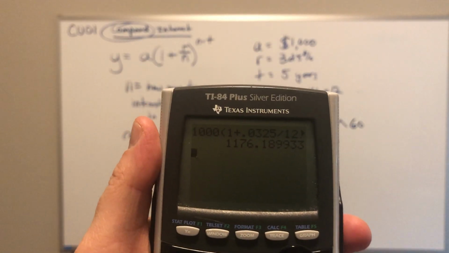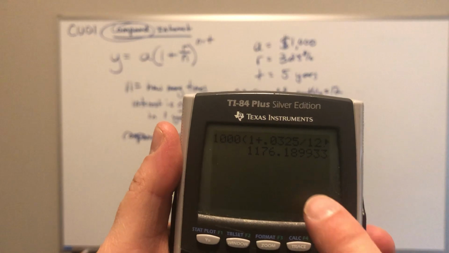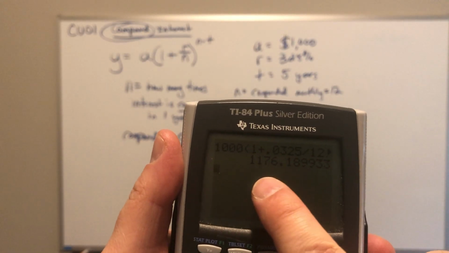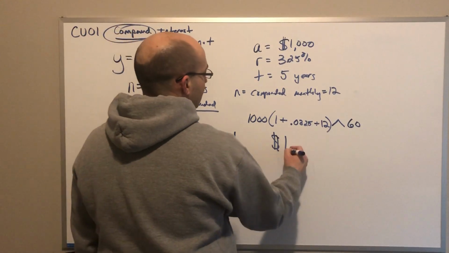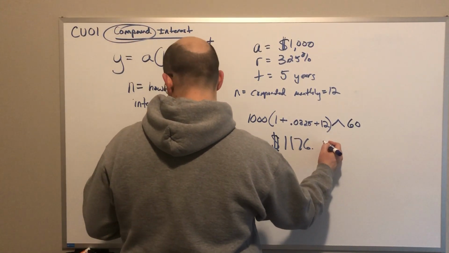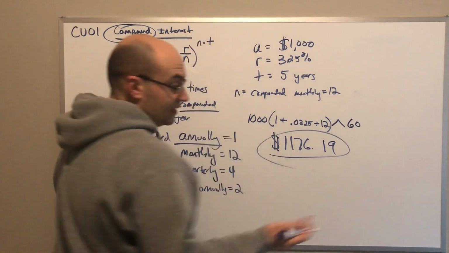Now remember we're talking about money, right? So you're gonna round the decimal to the hundredths place. So this is 1176 and 19 cents, okay? So your final answer will be 1,176 and what did I say? 19 cents. Now that's gonna be my answer.